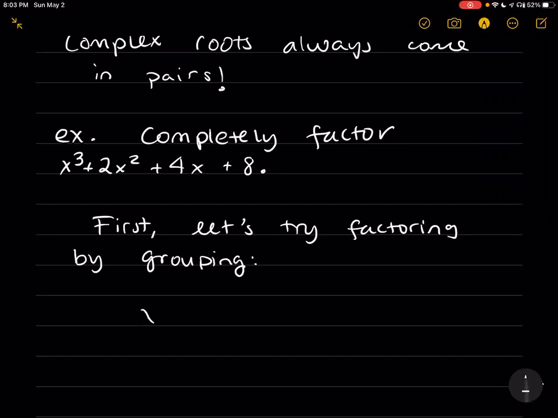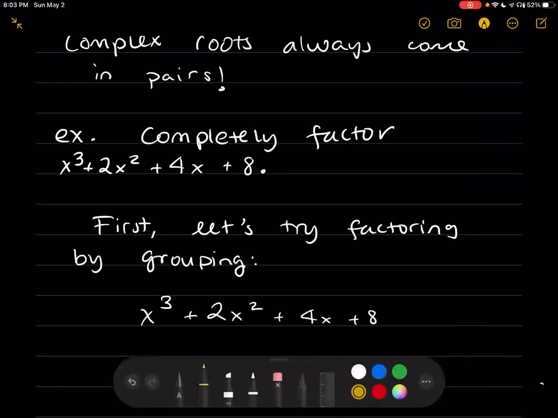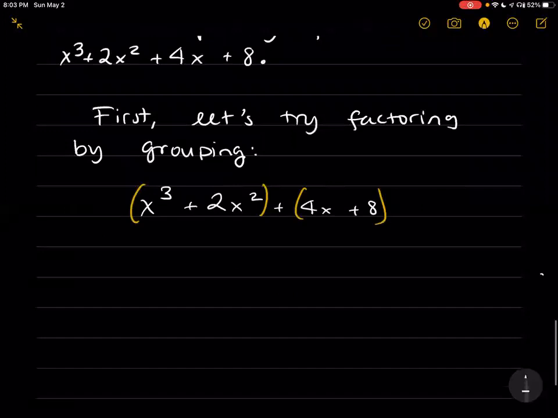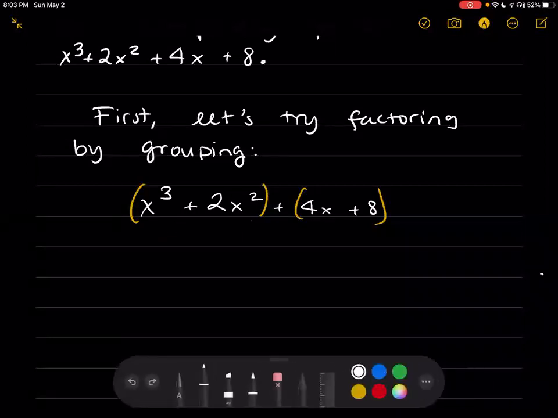So looking at x cubed plus 2x squared plus 4x plus 8, I'm going to group it like this. In this group right here, I have a common factor of x squared. I can pull an x squared out of both of those terms. Let's do that. So we've got an x squared on the outside, and I'm left with an x plus 2.